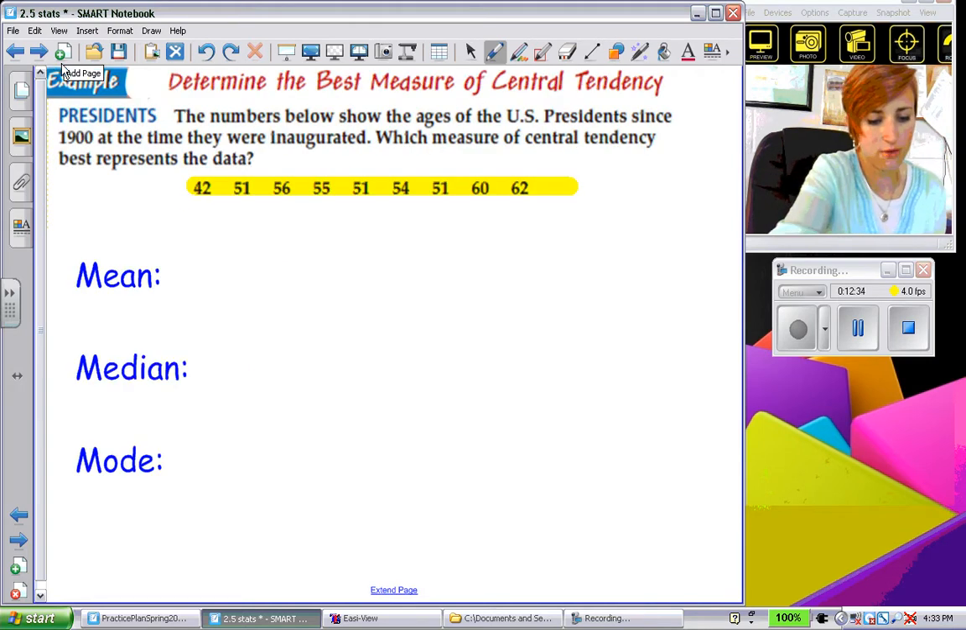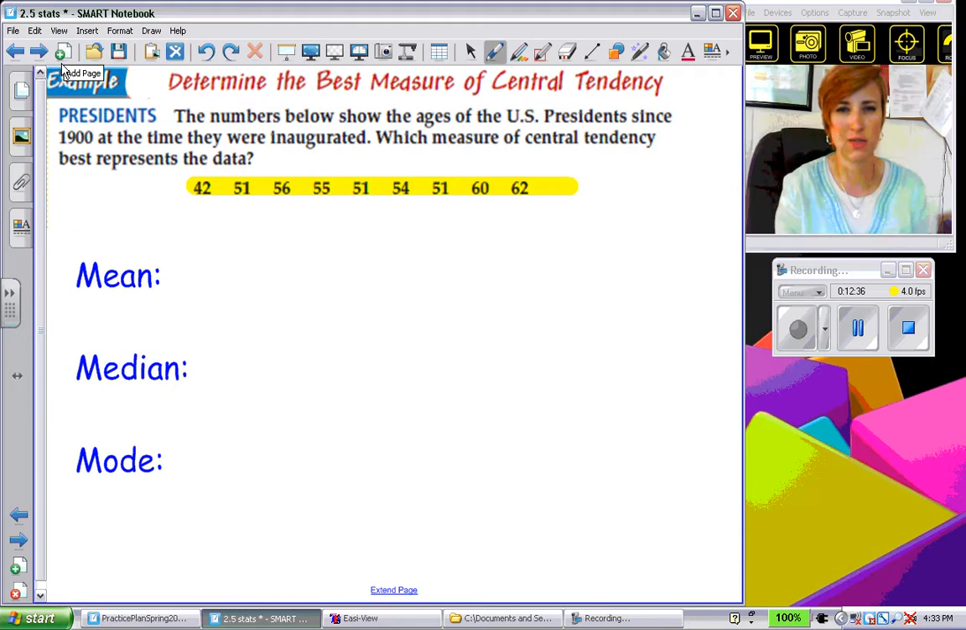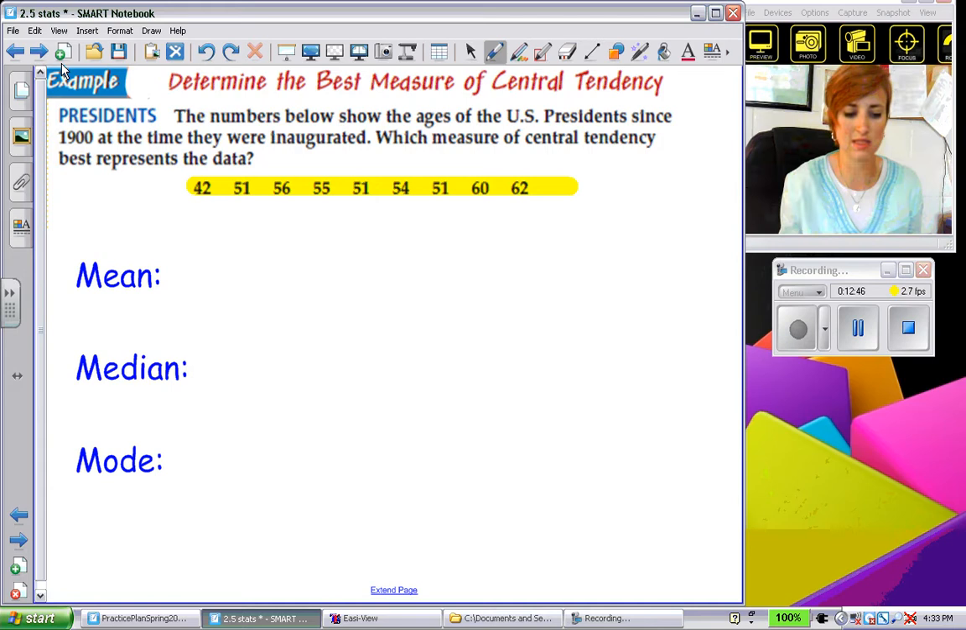Now our last one is finding the measures of central tendency, and we already said measures of central tendency are our mean, median, and mode. So it gives us our data, and it says numbers below represent the ages of the U.S. presidents since 1900 at the time they were inaugurated. Which measure of central tendency best represents the data? So go ahead and write out the data. We have 42, 51, 56, 55, 51, 54, 51, 60, 62.